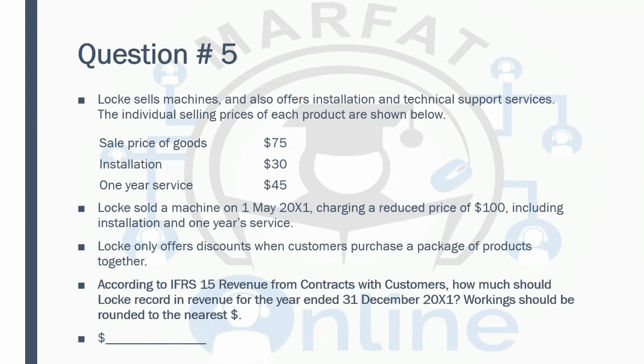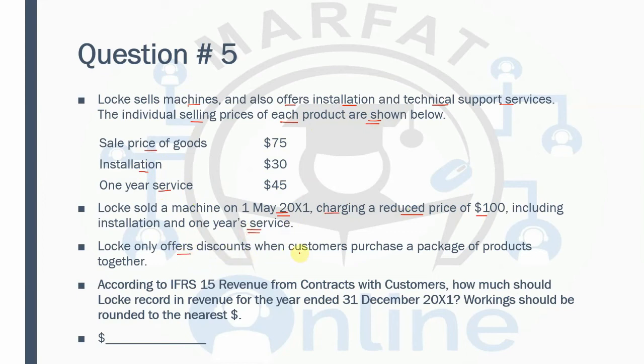Now we have question number 5, again another concept. Lockheed sells machines and also offers installations and technical support services. The individual selling prices of each product are shown below. That means the standalone price. Sale price of goods 75, installation 30, 1-year service 45. Lockheed sold a machine on 1st May 20x1, charging a reduced price of 100, including installation and 1-year service.